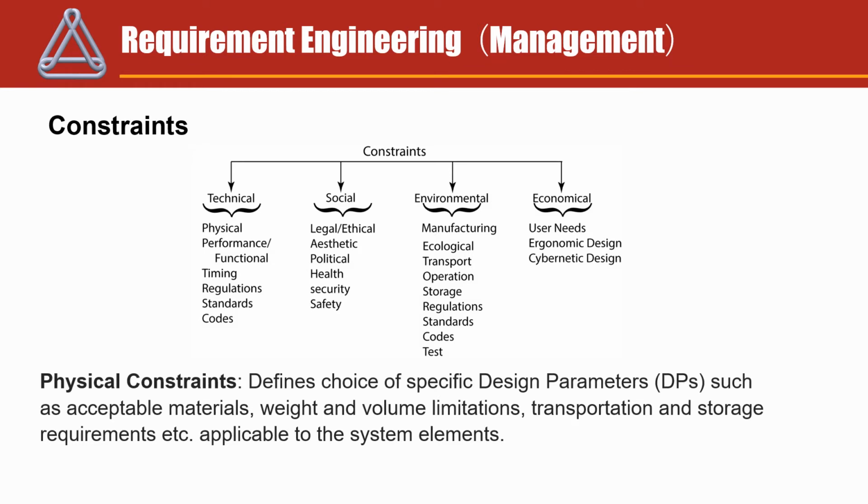We're going to focus mostly on physical constraints in this class, as mechanical engineers, where physical constraints of the design might be what materials it needs, what weight and volume limitations. And by materials, that would be like the material properties, not saying it must be made of steel, but saying it must have a certain stiffness or elastic modulus. Transportation and size requirements are often physical constraints.